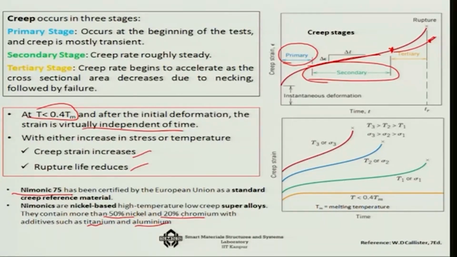what is the creep that is happening to the system. Now, here you can see that when the temperature is less than 0.4 Tm, the creep is not so predominant. Okay. The creep strain is almost constant, but if the temperature increases, or stress increases, you can see how the nature is changing. Okay. That means there is a steady increase of the creep strain. So, that is something that always needs to be studied with respect to a material.